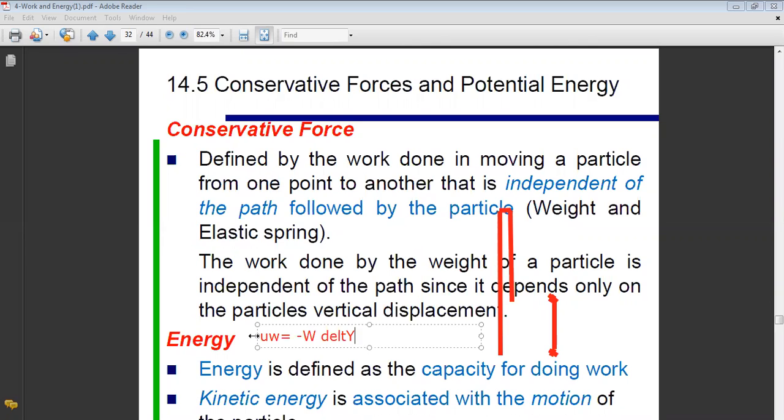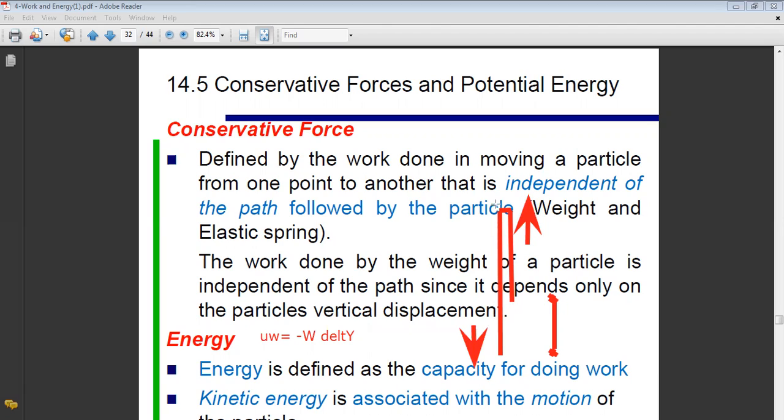Who will give me an example of a non-conservative force that will depend on the path of motion? Friction. Okay? Why is friction not conservative? Because the more you move, friction will lead to losses, because it will try to oppose your motion. Friction is always opposing your motion. So if you go up, friction is down, and if you go down, friction is up. So friction will always lead to a negative work.